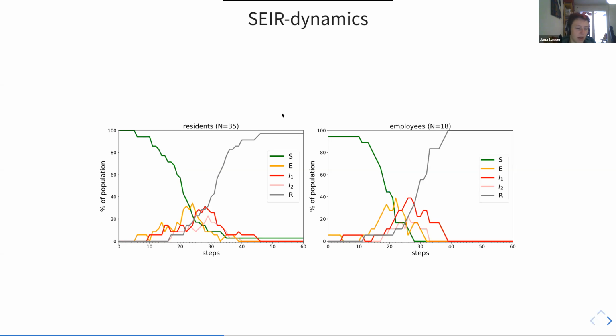And in systems where the transmission risk is high enough and where there's no intervention, we will end up in a state where almost all of the population has undergone an infection by the end of the outbreak.